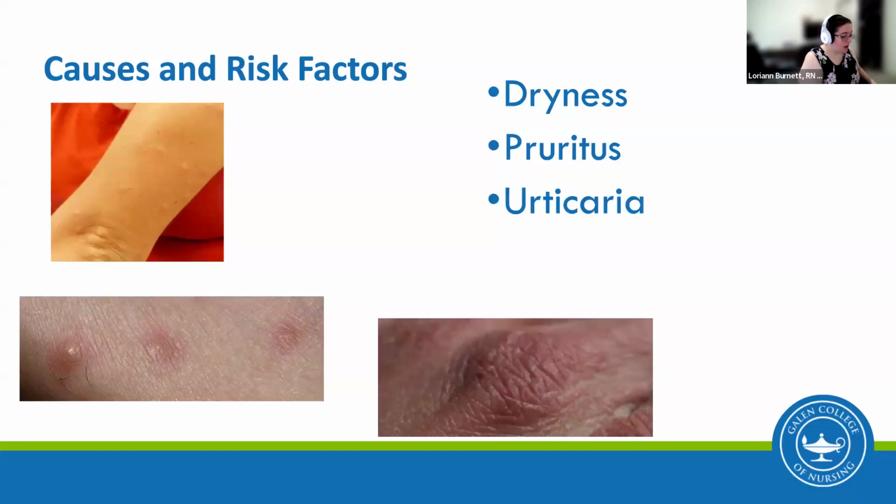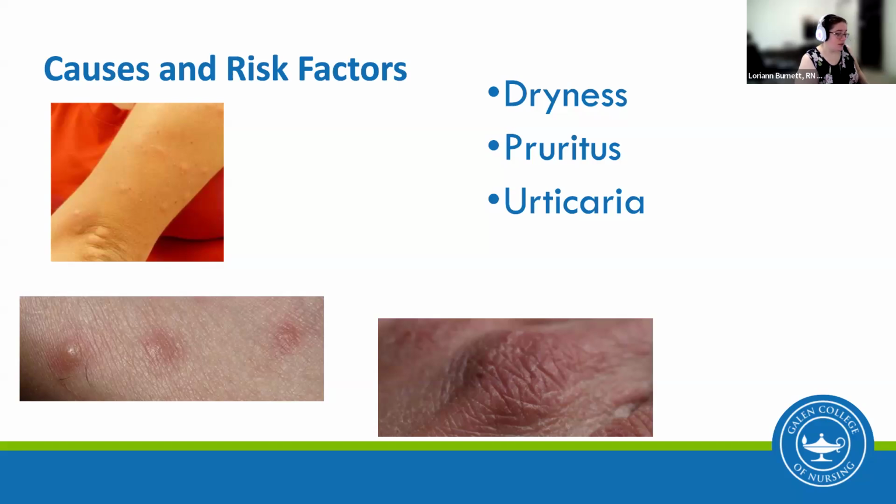Again, causes and risk factors. This could be dry climate, poor lubrication of skin, or dehydration. Pruritus could be a reaction to allergies, dry skin, medication side effects. We might have maybe the first indication of systemic diseases such as diabetes, cancer, kidney problems.